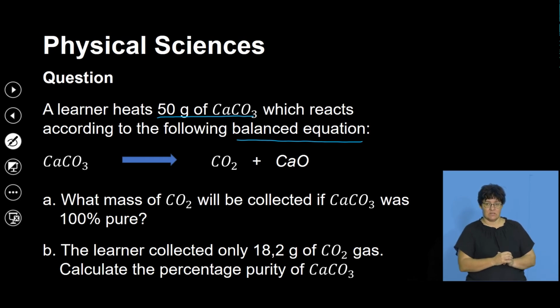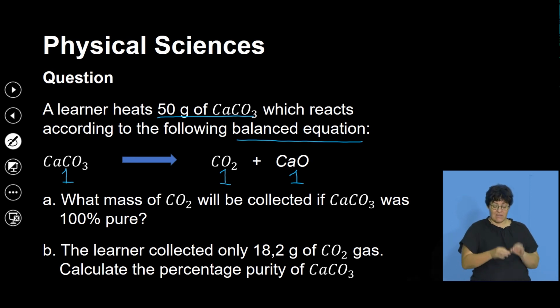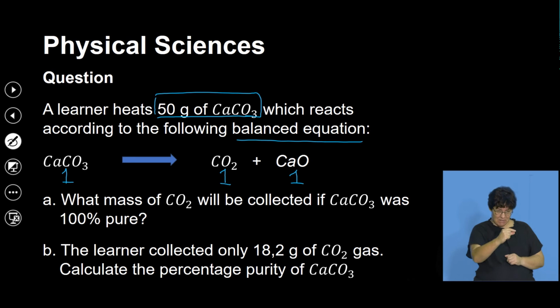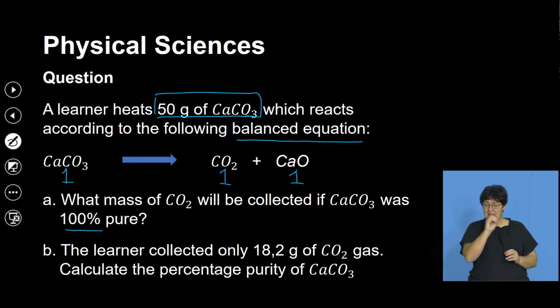So calcium carbonate decomposes to give us carbon dioxide and calcium oxide. If this is balanced, it tells us the stoichiometric ratio in which they react is 1:1:1. So what mass of carbon dioxide will be collected if the calcium carbonate was 100% pure? If it's 100% pure, then in that 50 grams of calcium carbonate there is no impurity. So there are 0 impurities, and all that 50 grams is the pure substance, which is calcium carbonate. So that's the first question.